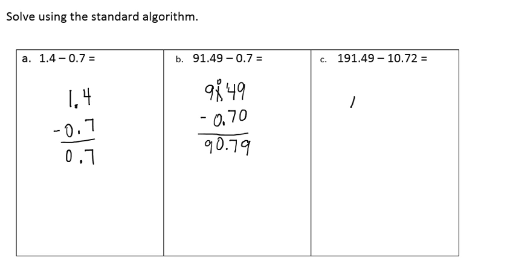The last problem, I have 191 wholes, 49 hundredths. I'm subtracting 10 and 72 hundredths, making sure the place values are lined up correctly. 9 minus 2 is 7. Do my regrouping again. 14 minus 7 is 7. 0 minus 0 is 0. 19 minus 1 is 18. For a final answer of 180 and 77 hundredths.